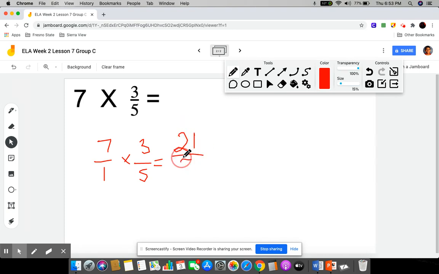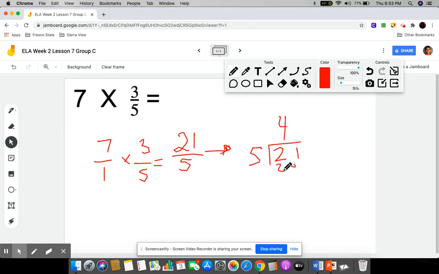21 over 5. Well, I'm going to rewrite this again, and solve it by dividing, changing this improper fraction to a proper one. So we have 5 into 21. It goes 4 times, which makes 20, leaving me 1 left out of 5. And that is the same answer as before. And voila. So those are your 2 methods on how to solve these 2 example problems with a whole number times a fraction.